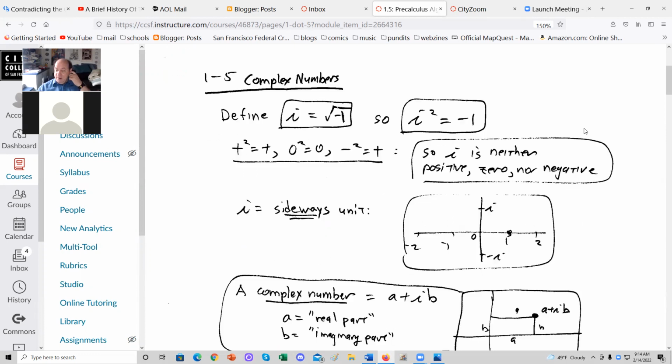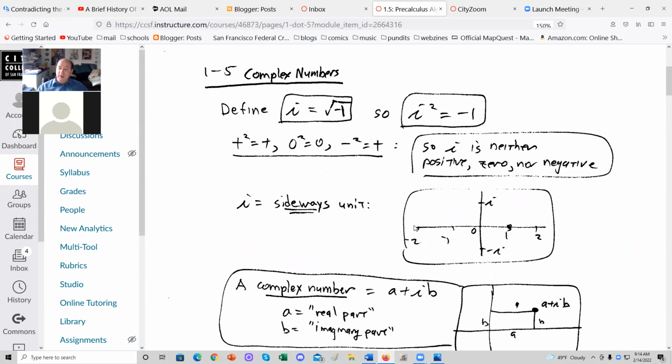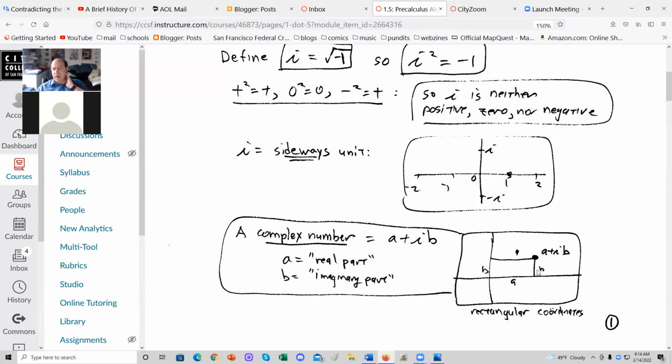That's unfair. Turns out they can visualize it quite easily. If you have a number line with 0, 1, 2, -1, -2, and so on in both directions, this i can be thought of as sideways, as neither positive in the forward direction or the backwards direction, but a sideways direction. The mathematician Gauss therefore said that really these should be called lateral units. And therefore, I presume the whole system of numbers a plus ib should be called planar numbers. We call them complex numbers, a plus ib. You can think of these going over a and up a distance b, a two-dimensional number, like in rectangular coordinates.